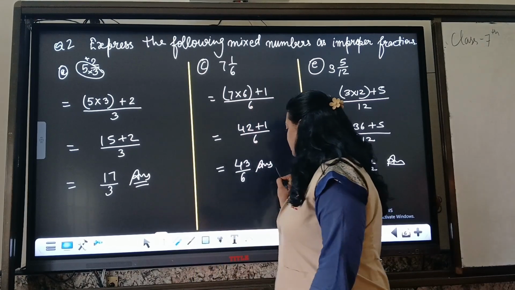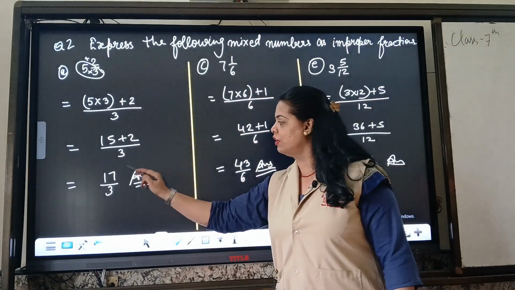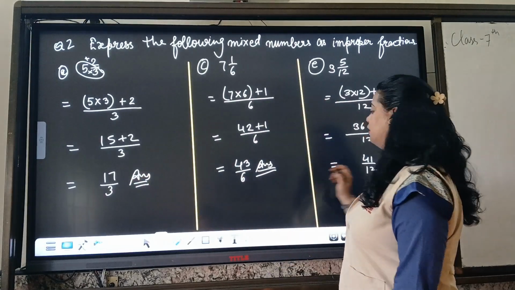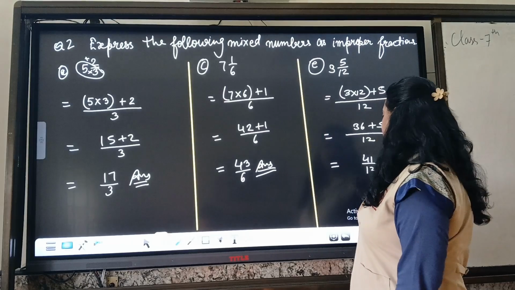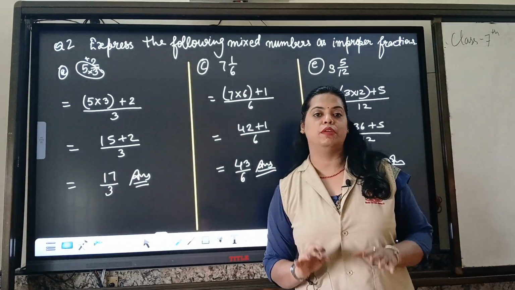You all can notice here that every time your numerator is greater than their respective denominators, means they all are in the form of improper fractions.